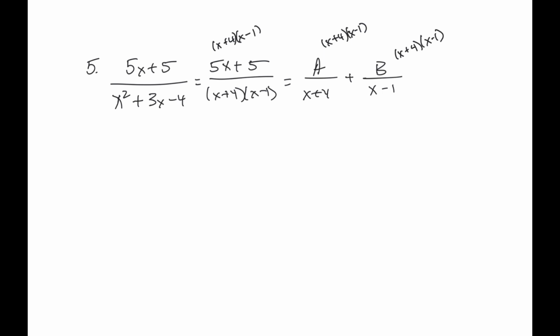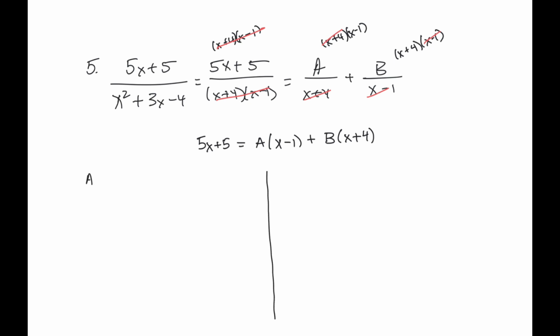Now we're going to simplify each of these fractions and write it out such that we have no rational expression left. Here, obviously, those both cancel. The x plus 4 is going to cancel out. Here, the x minus 1 is going to cancel out. Now we write what's the remaining equation. We get 5x plus 5 equal to a times the remaining factor of x minus 1 plus b times x plus 4.